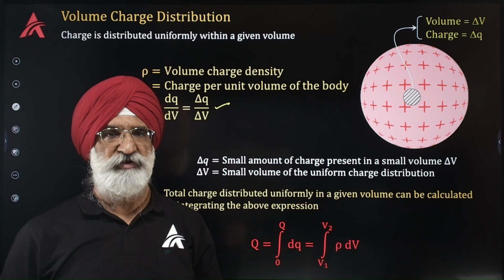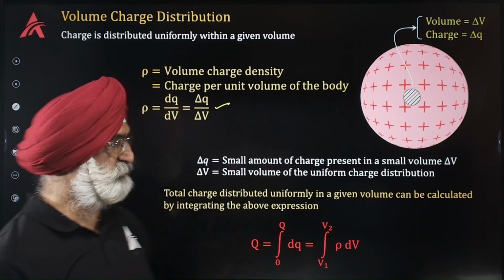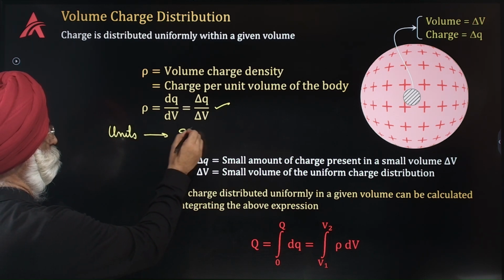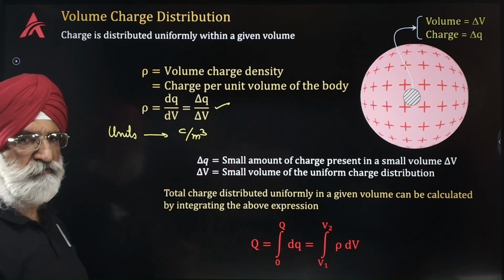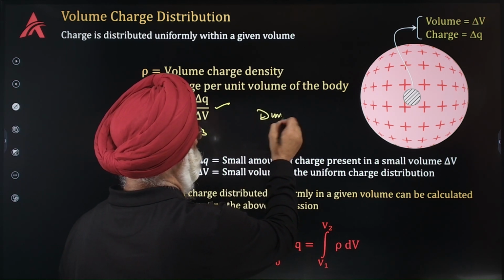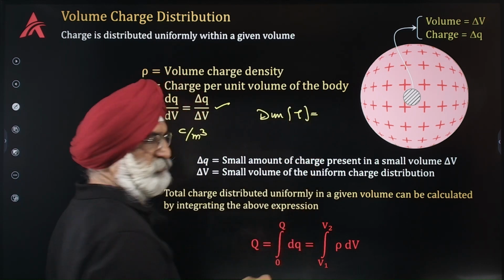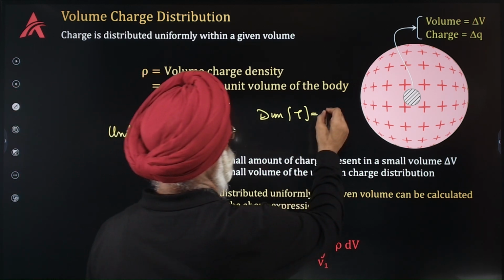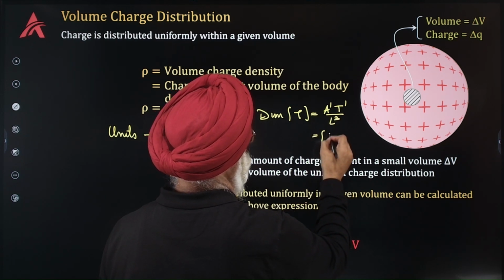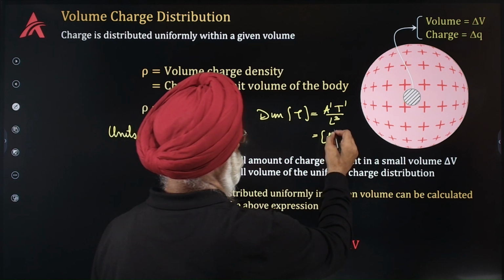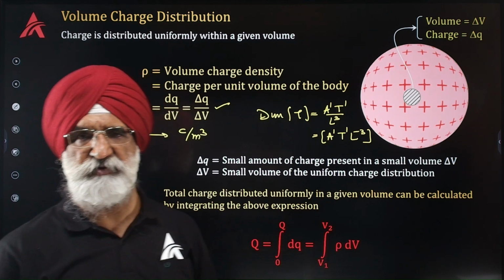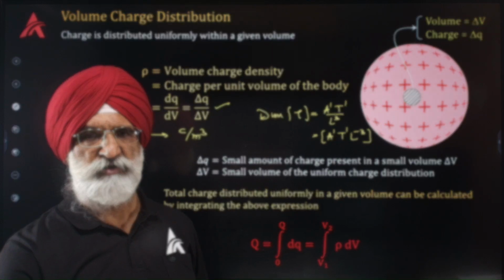Again, rho is a physical quantity. What will be the units of rho? Rho will be coulomb per meter cube, because volume has units meter cube. And what will be the dimensions of rho? It will be charge per unit volume. Charge has dimensions A1, T1, and volume is L cube. The dimensional formula for rho will be A1, T1, L minus 3. This will be the dimensional formula for rho, that is volume charge density.